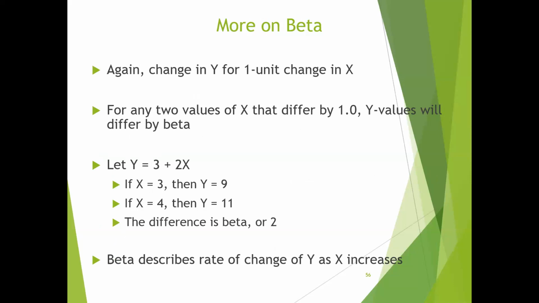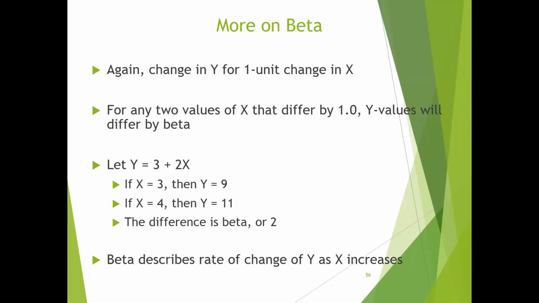Again, B is called beta in the technical literature. B stands for beta, or the slope. And again, it is the change in Y for 1 unit increments in X. When X increases, what happens to Y? Does Y go down or does it go up? All right, so for any two values of X that differ by 1, Y will differ by whatever beta is.